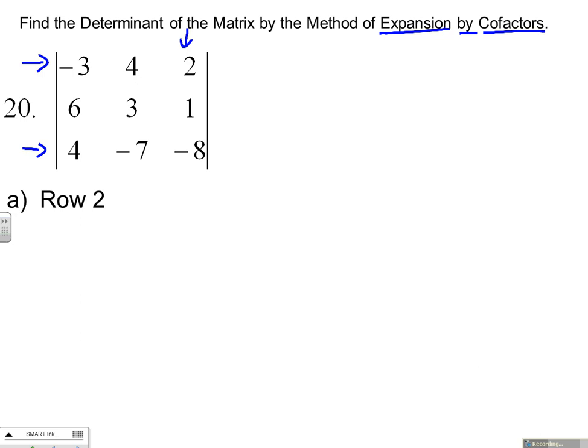Of course, that should be a red light right now. Well, what in the world is a cofactor? Well, I'm just going to write this out. This wants us to find them by expansion of row 2.